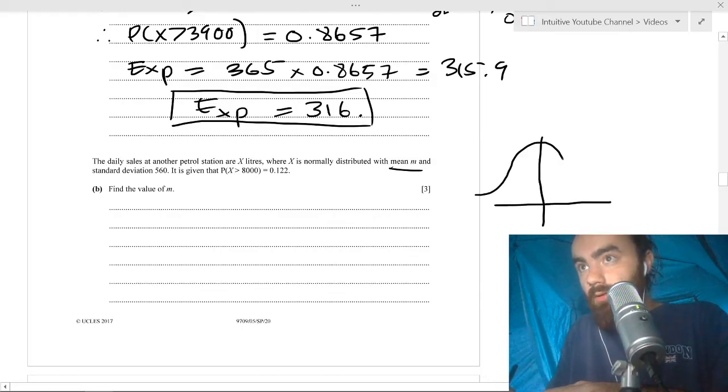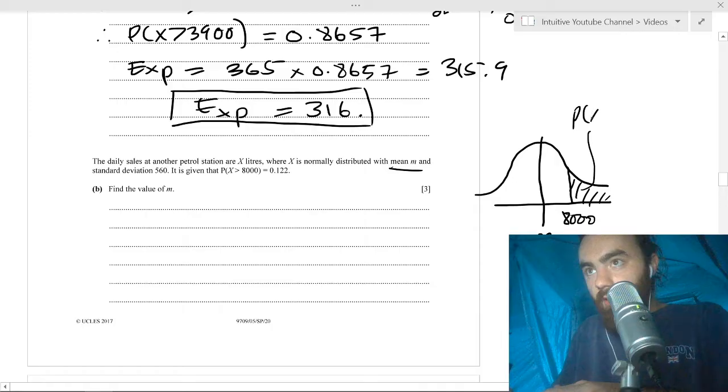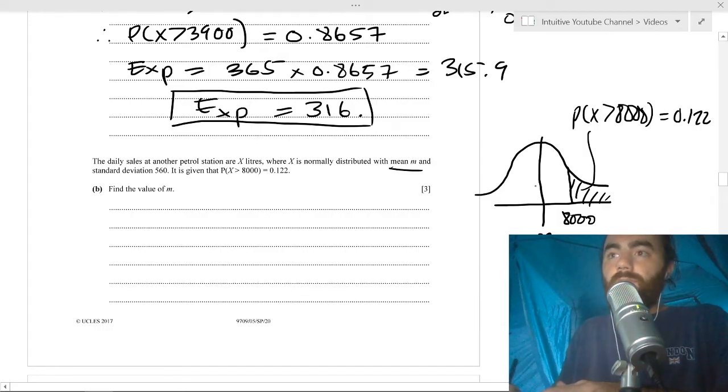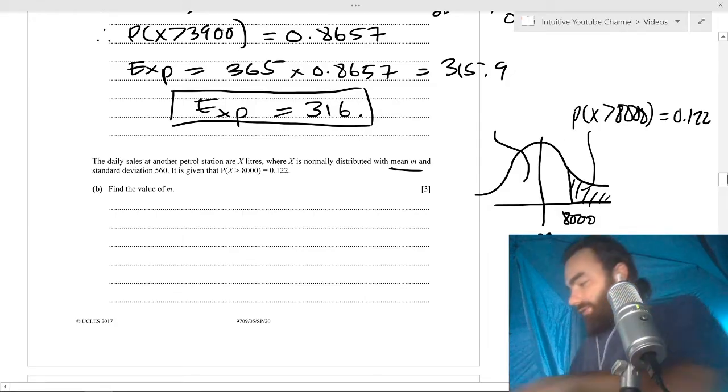So we've got a mean of M, and it will be on this side, so this is our 8,000, because it says where this is greater. So this is the probability that X is greater than 8,000, which equals 0.122. And I know it's on this side because this is 0.5, so for it to be greater it must be on the right side of the mean. So that means that this area is 1 minus 0.122, which is 0.878.